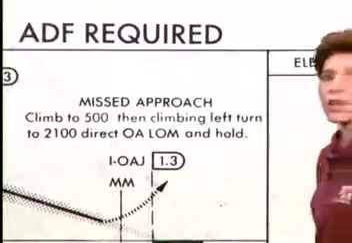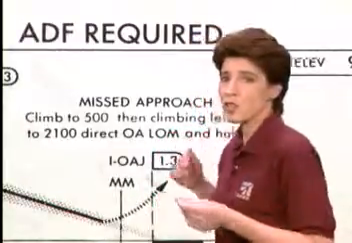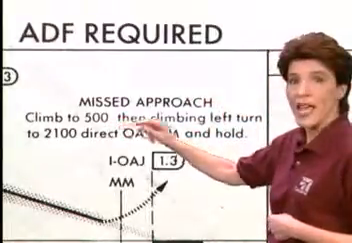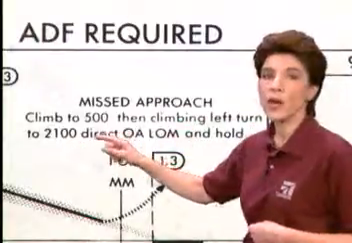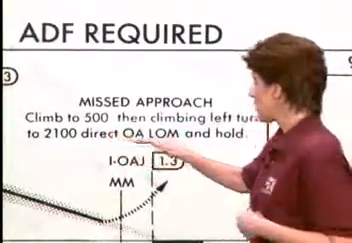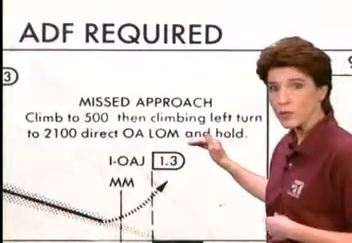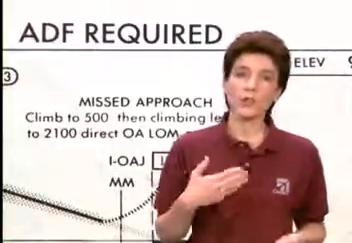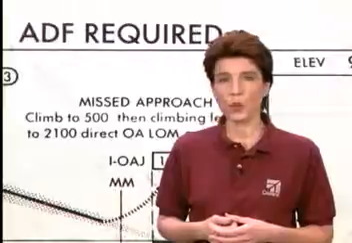Now, take a look at what to do if, when you get to decision height, you can't see the runway environment. The missed approach instructions tell you to first climb to 500 feet and then make a climbing left turn to 2,100 feet. You then fly direct to the Ellis locator outer marker and hold. And that's why you need an ADF receiver to fly this approach, so you can track to the compass locator and hold there if you make a missed approach.